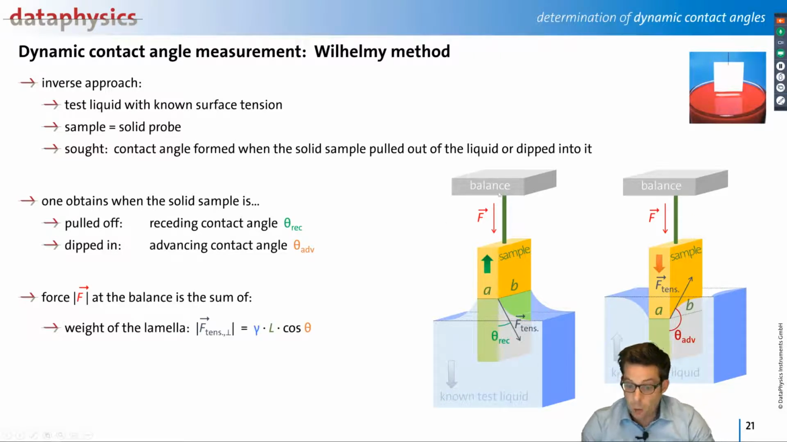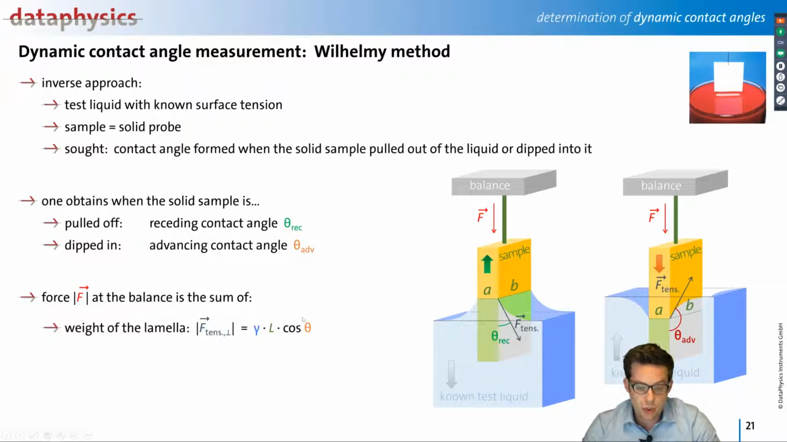Okay, now what kind of forces does our balance detect? So the balance is, of course, detecting the weight of this lamella here. So you can have a look here. And the weight of the lamella depends on the size of your substrate. We call it L, wetted length, 2 times A, 2 times B. It depends, of course, on the contact angle that we have here on the surface, and it depends on the surface tension of the liquid. But we use a known testing liquid. We can measure the dimensions of our plate.